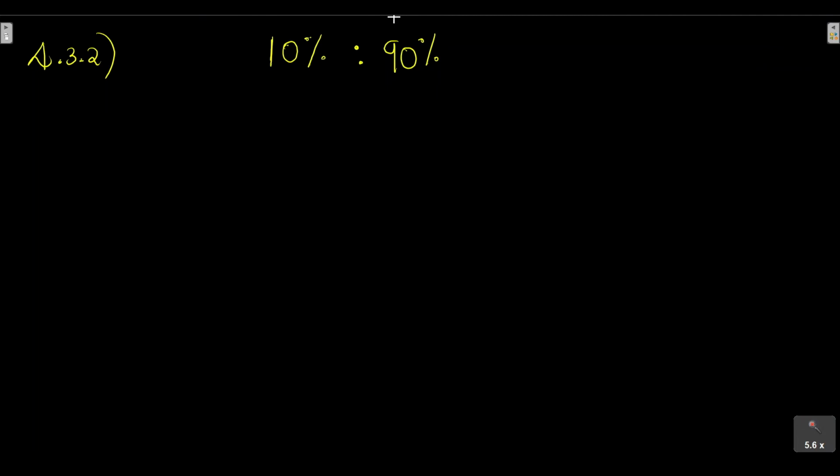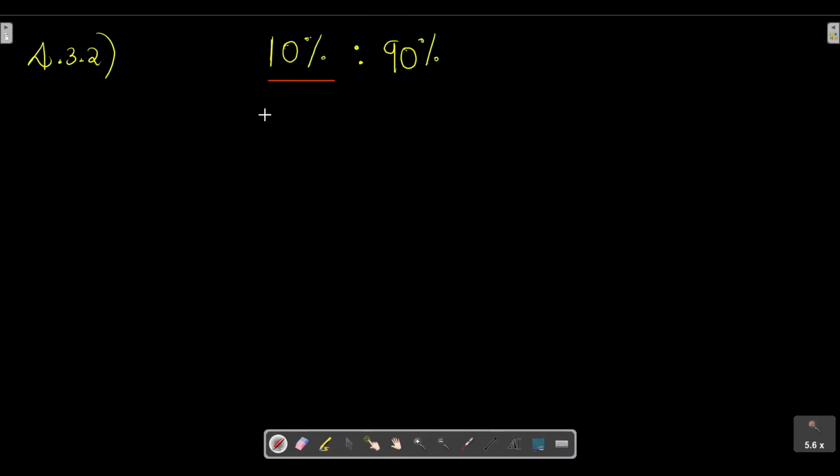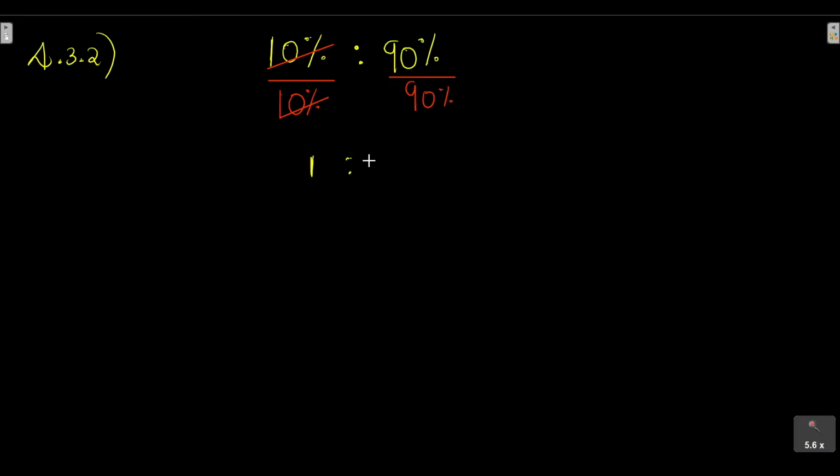When they want you to write something in simplified ratio format, right, you want the answer to be in the form of 1 is to something. Okay, and for us to get it in the form of 1 is to something, that means that you're going to divide by whatever value you have on the left hand side. So in this case, you're going to divide by 10% on the left hand side, and you're also going to divide by 10% on the right hand side. Okay, right? So what do you see?